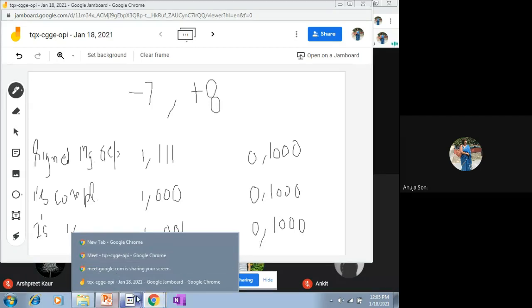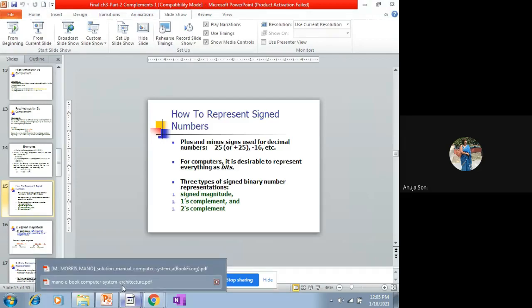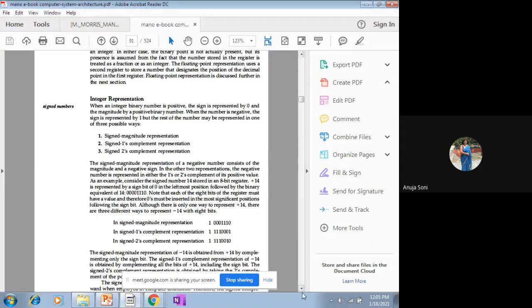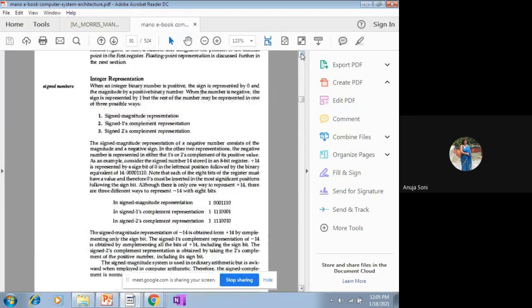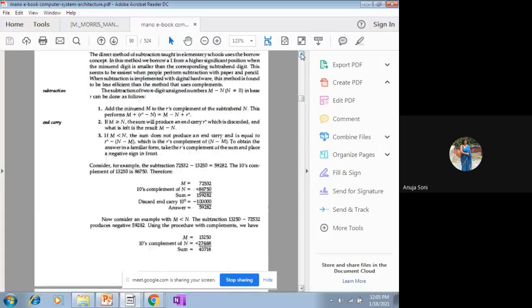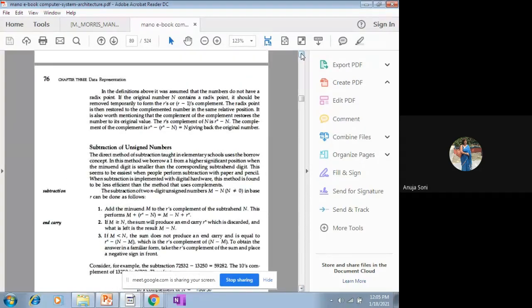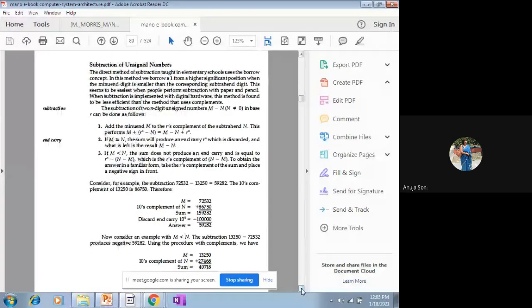Right? Now I go back to the e-copy of the book. Yes, we had a discussion over the 3 representations of signed numbers. So these were the 3 representations of signed numbers. Now I would like to discuss the subtraction of unsigned numbers. For signed numbers, the subtraction is performed in a similar manner. So how is it to be done? What is the way?